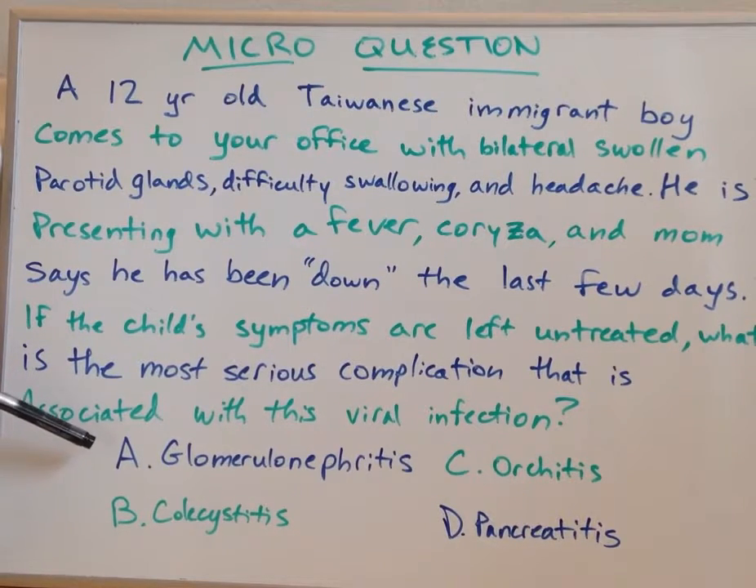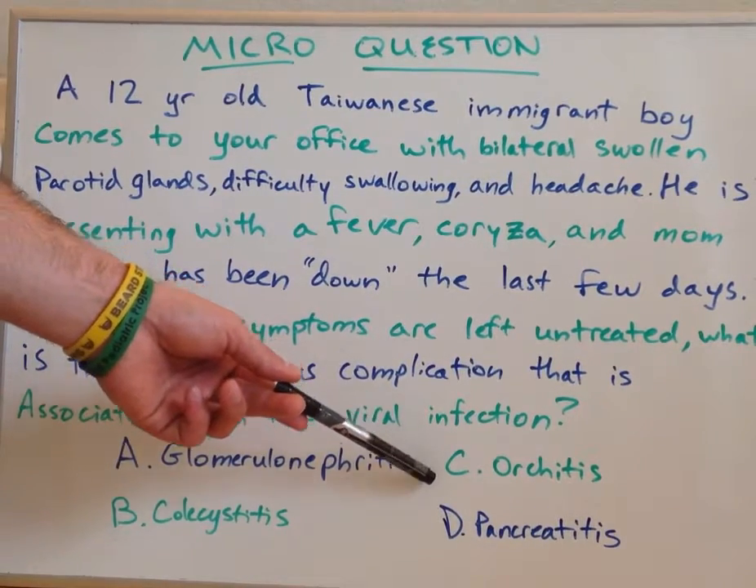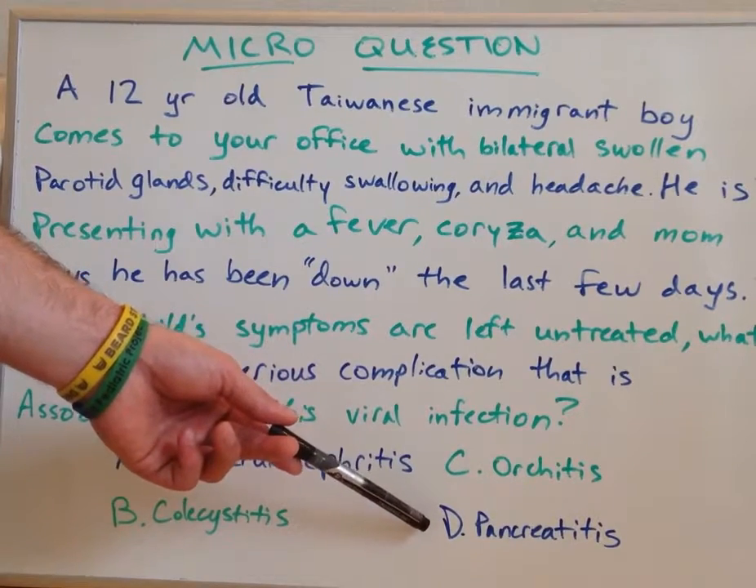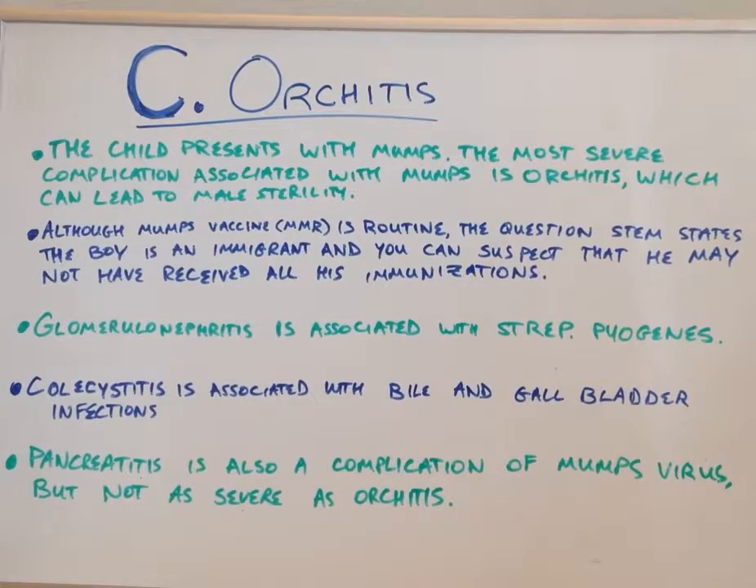Is it A, glomerulonephritis, B, cholecystitis, C, orchitis, or D, pancreatitis? The answer is C, orchitis. The child presents with mumps. The most severe complication associated with mumps is orchitis, which can lead to male sterility.